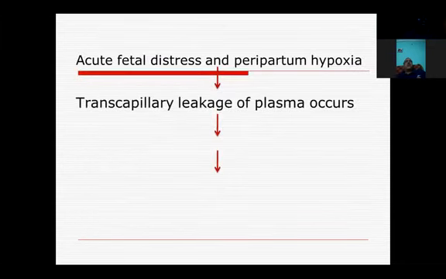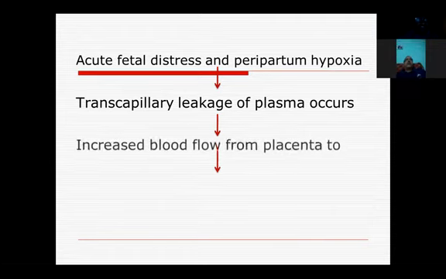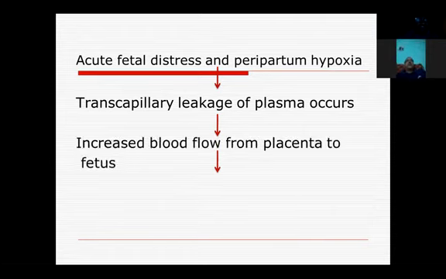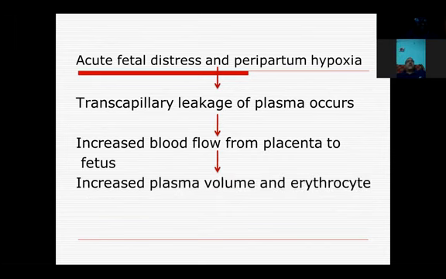What exactly happens? Acute fetal distress and peripartum hypoxia result in transcapillary leakage of plasma. There will be increased blood flow from the placenta to the fetus, increased plasma volume and erythrocytes.